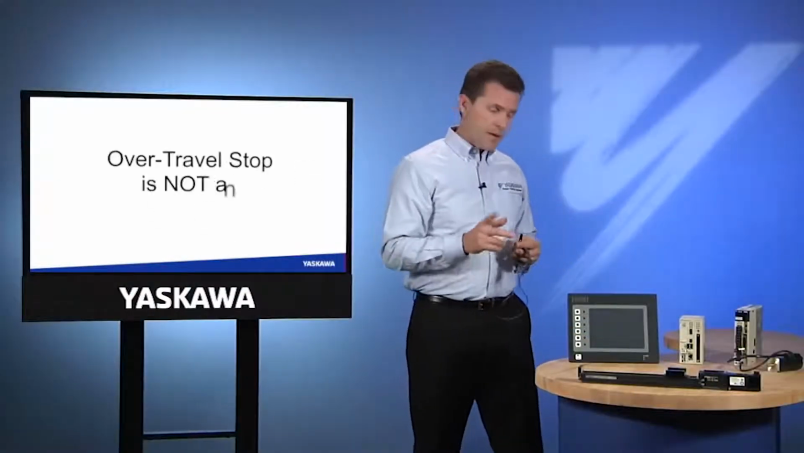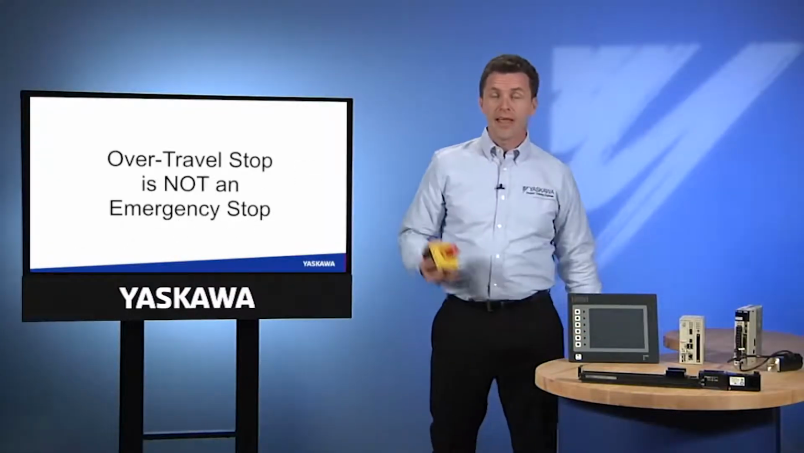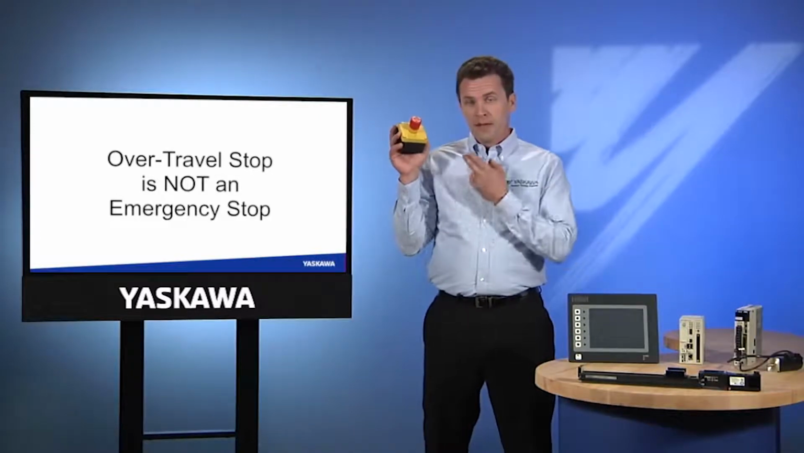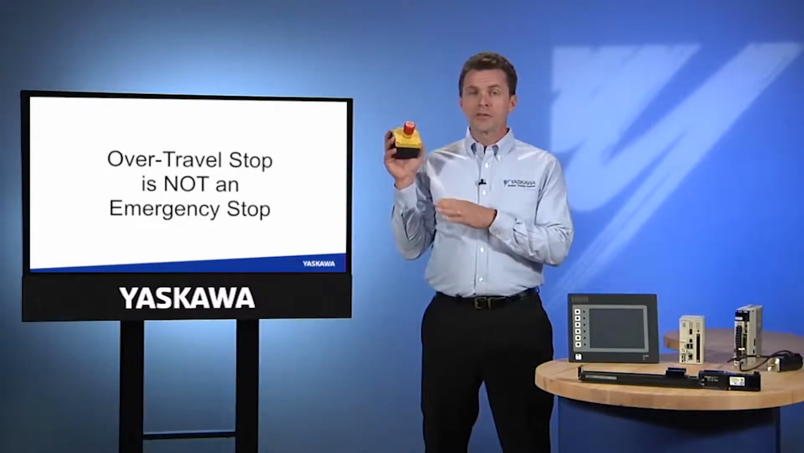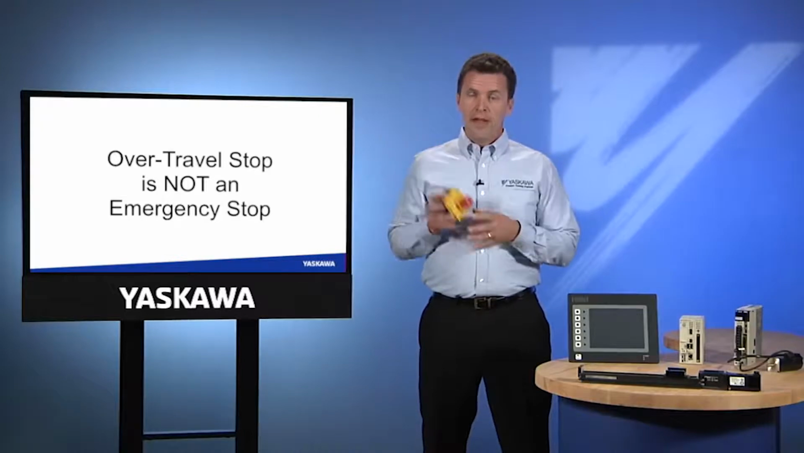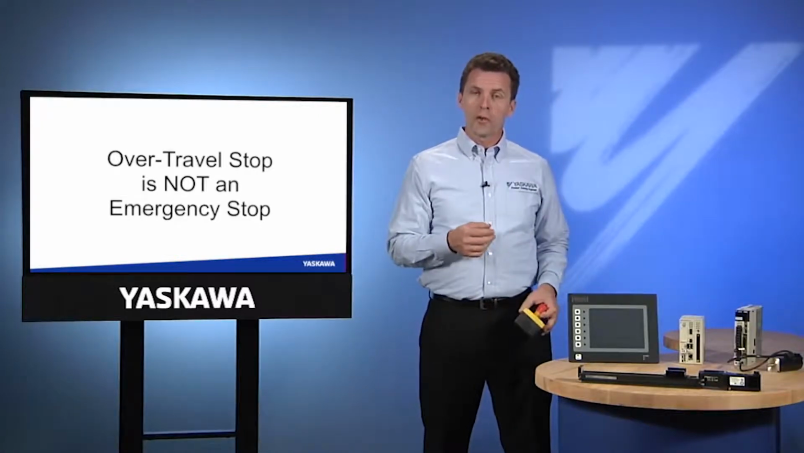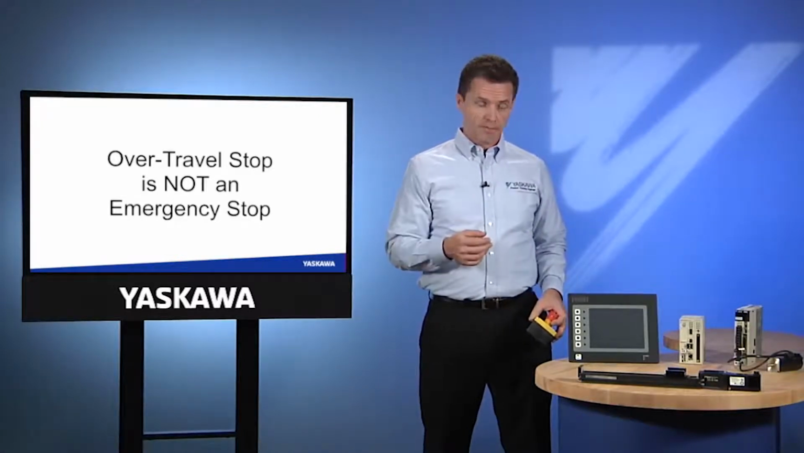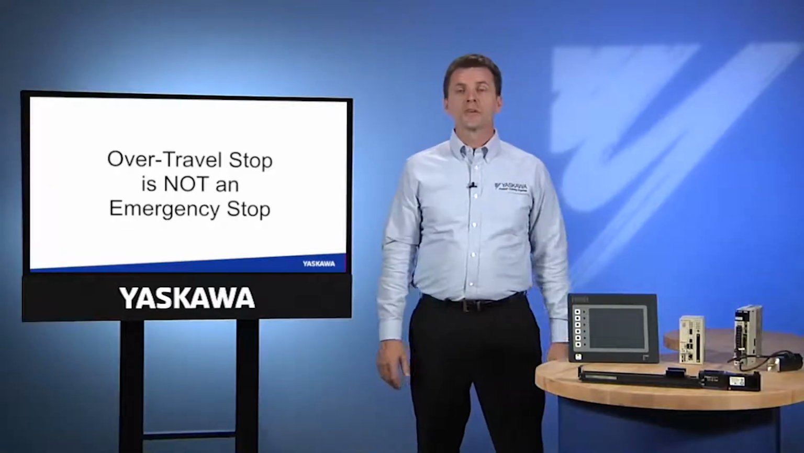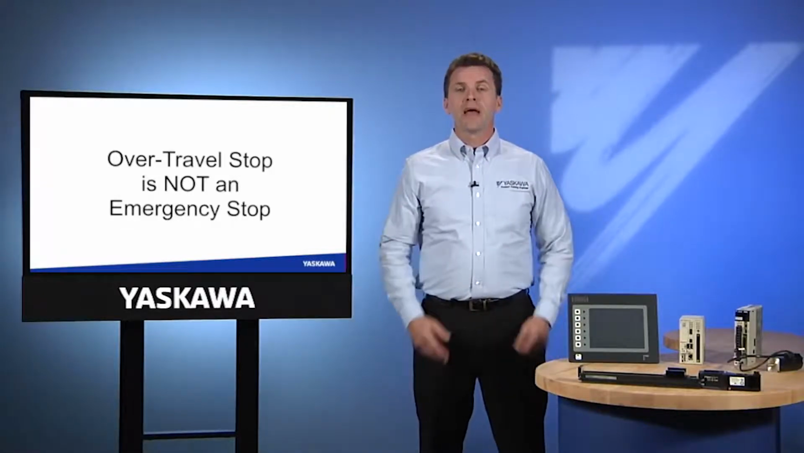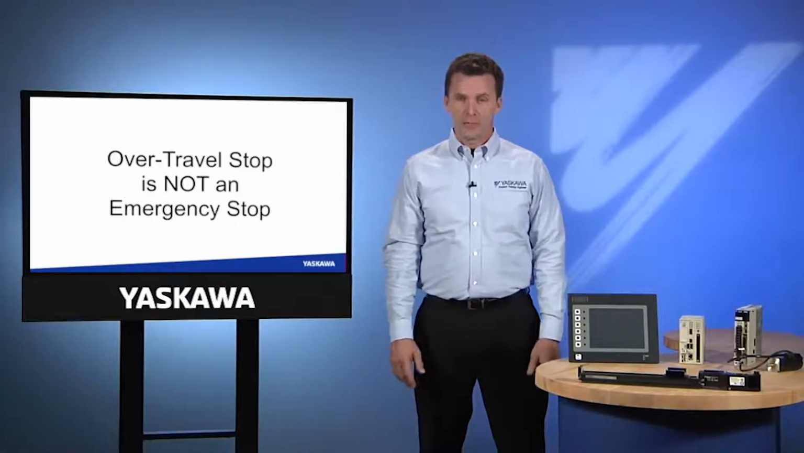It pays to remember that an overtravel stop is not an emergency stop. An emergency stop would prevent all motion in all directions. An overtravel stop is simply a quick way to stop motion in one direction. In an overtravel condition, the controller can be programmed to recover and the servo can still be moved in the opposite direction.